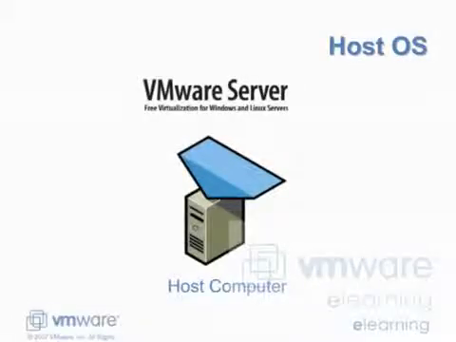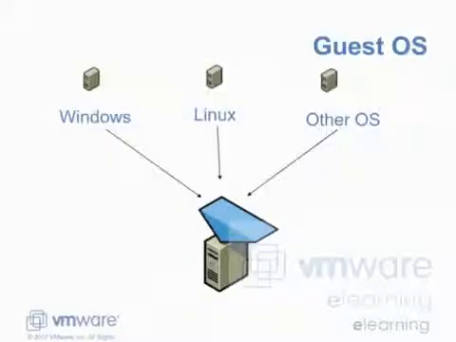VMware Server installs like an application on a Windows or Linux machine. Once installed on a computer, this computer becomes what is referred to as the host computer. In other words, this computer is now hosting the VMware Server application and will be hosting virtual machines. As virtual machines get created, they become guest operating systems that run on the host computer.